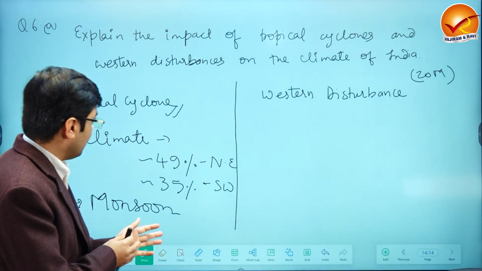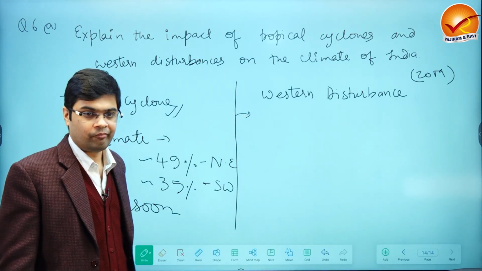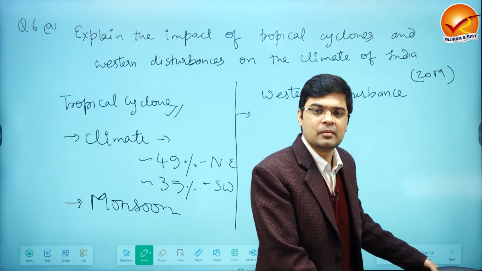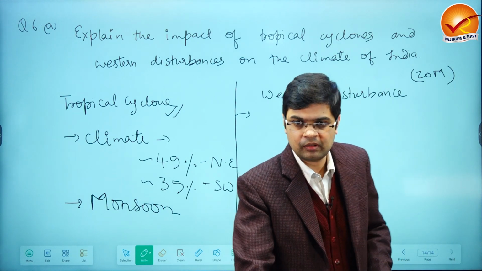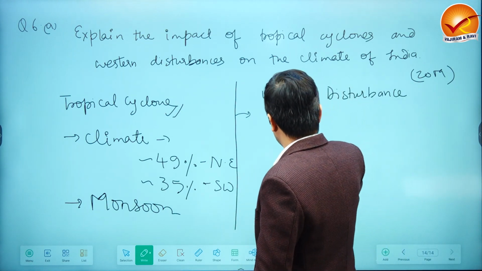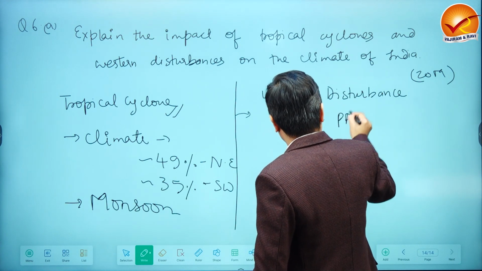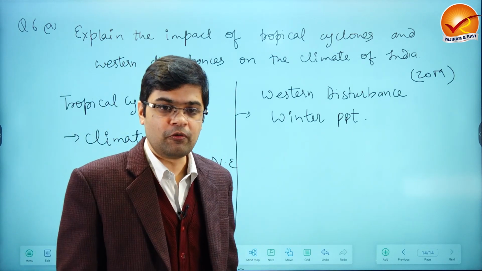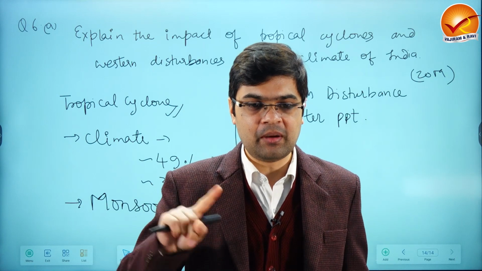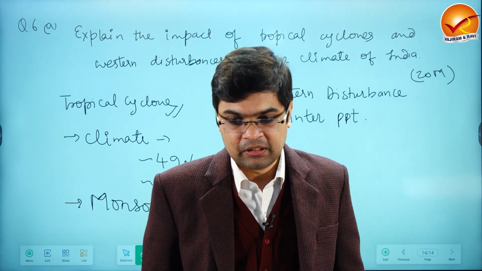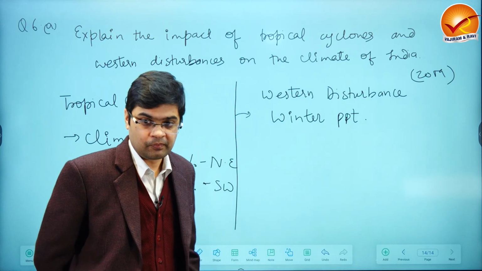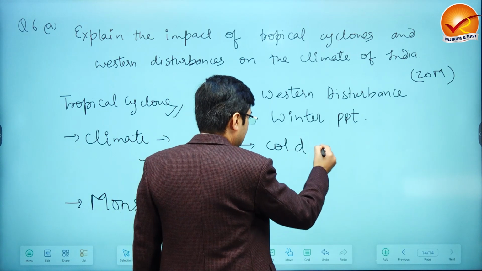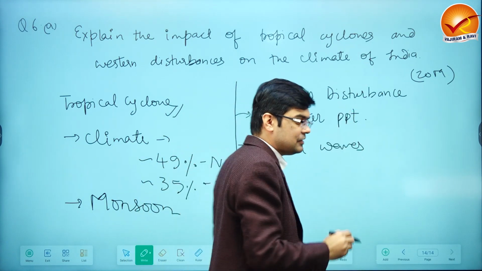Now, western disturbances, their effect on climate. One is winter precipitation. Everybody is going to mention winter precipitation. That is rainfall in the northern plains, snowfall in the Himalayan regions that can even stretch up till the regions of Arunachal. Very good. Cold waves. And what are these?